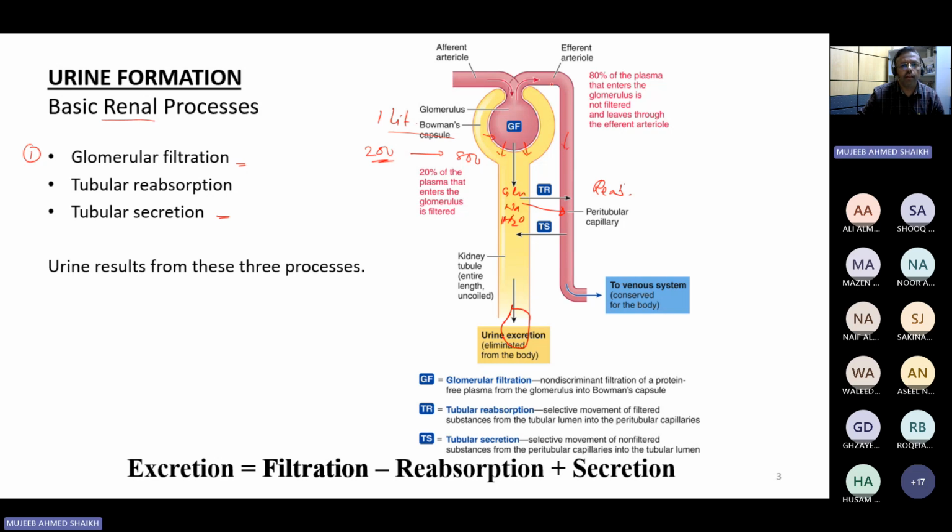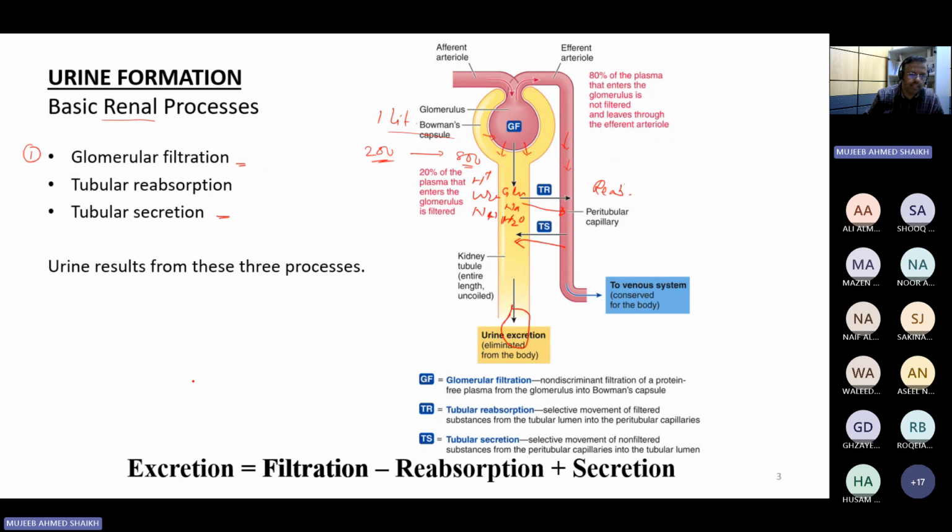So 800 ml will continue as filter, 800 ml is continued into the peritubular capillaries. This 800 ml will contain maybe waste products like hydrogen, urea, or ammonia. So it has to be removed. So that's why the third step will be secretion, tubular secretion. As it is secreted in the tubule, that's why it is called tubular secretion.